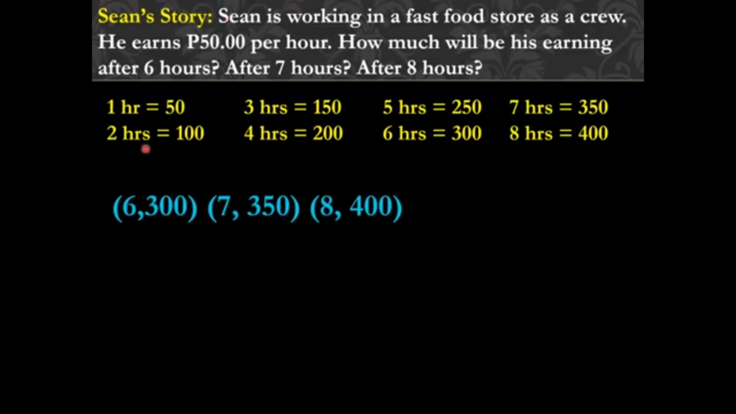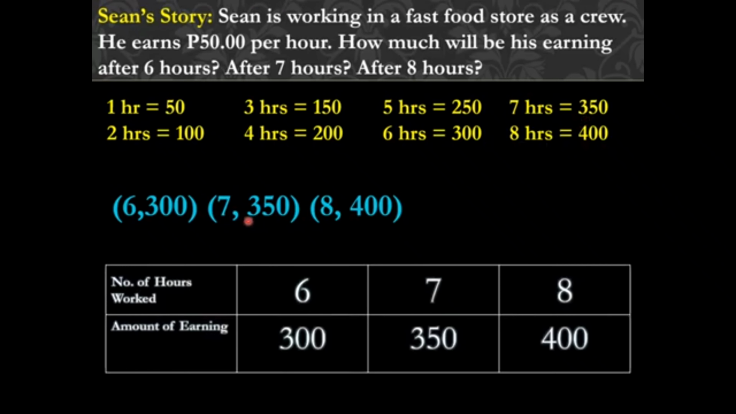We can represent the relation using ordered pairs, where 6 hours is for 300 pesos, 7 hours is for 350 pesos, and 8 hours for 400 pesos. It came from here, 6, 7, and 8 hours.